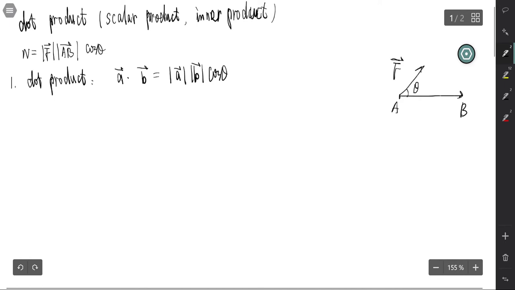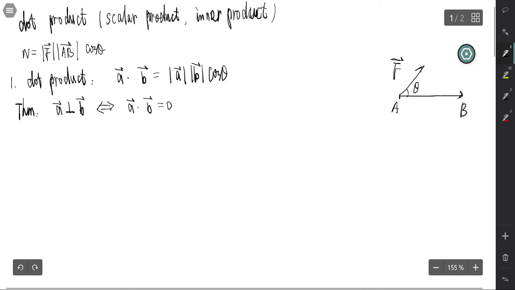By the definition of the dot product, we have the theorem. That is, A is perpendicular to B if and only if A dot B equals zero.